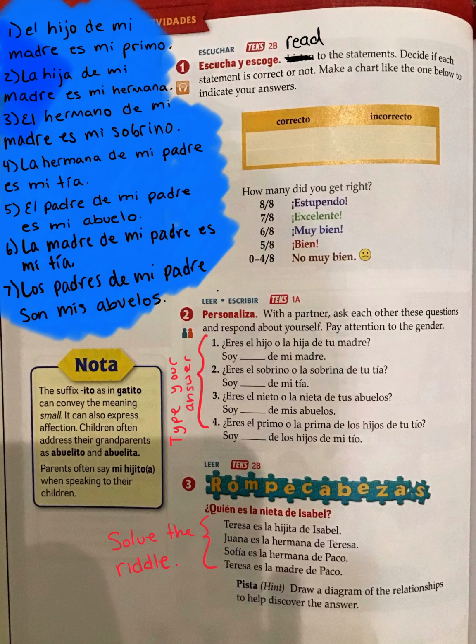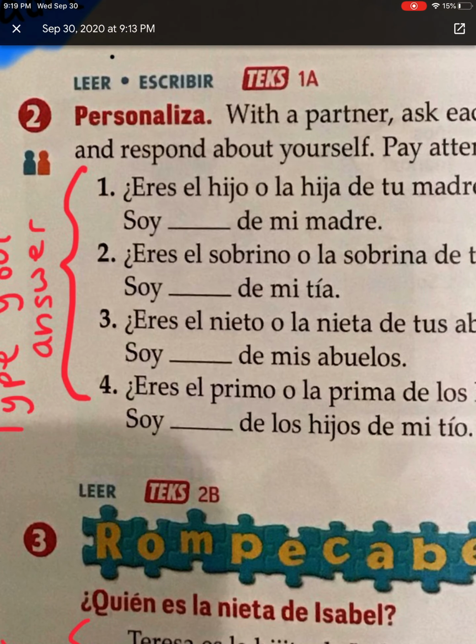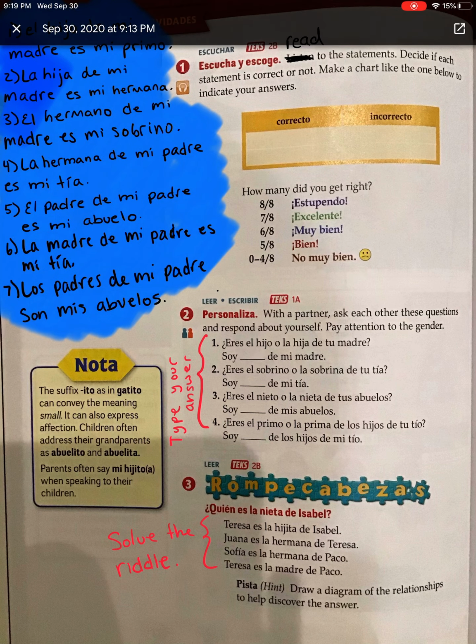I just need you to type your answers in the Google Docs, and then you'll submit that to me through Google Classroom. So you'll be writing 4 different sentences. They will each one start with soy. So you're just kind of filling in that blank.